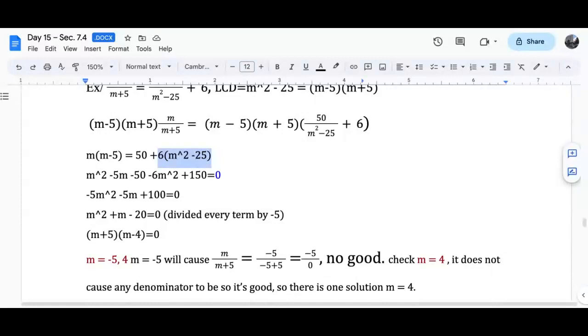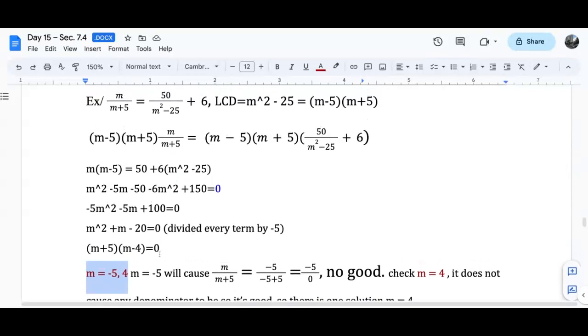So we simplify this, we see this is a quadratic equation, and then we can solve it, right? We keep simplifying. In the end, we'll get m squared plus m minus 20 equals 0. So this can be factored as m plus 5 times m minus 4. So m has two solutions, negative 5 and 4.